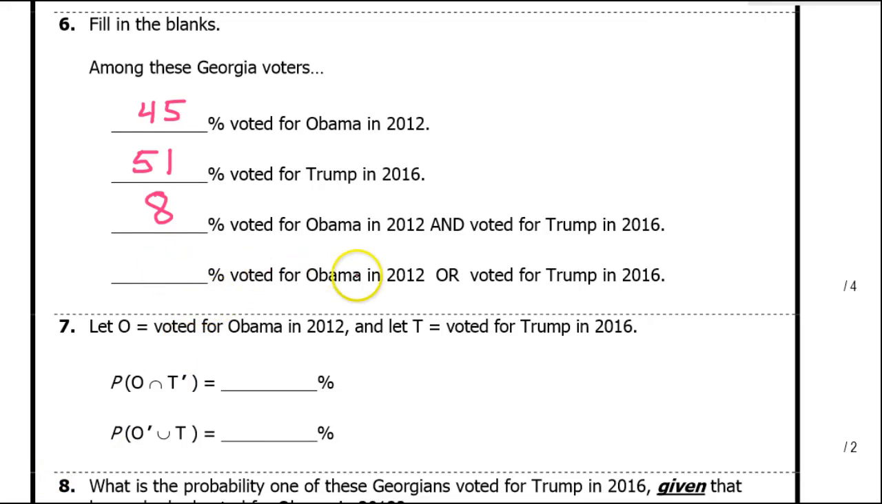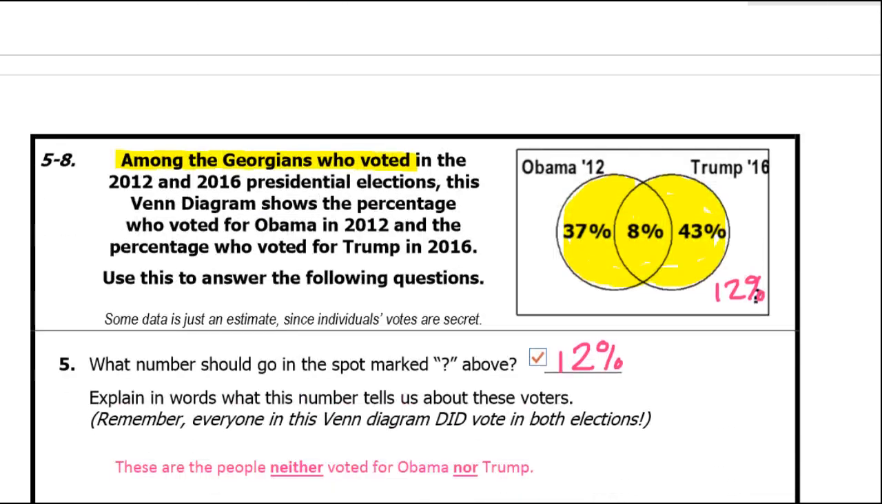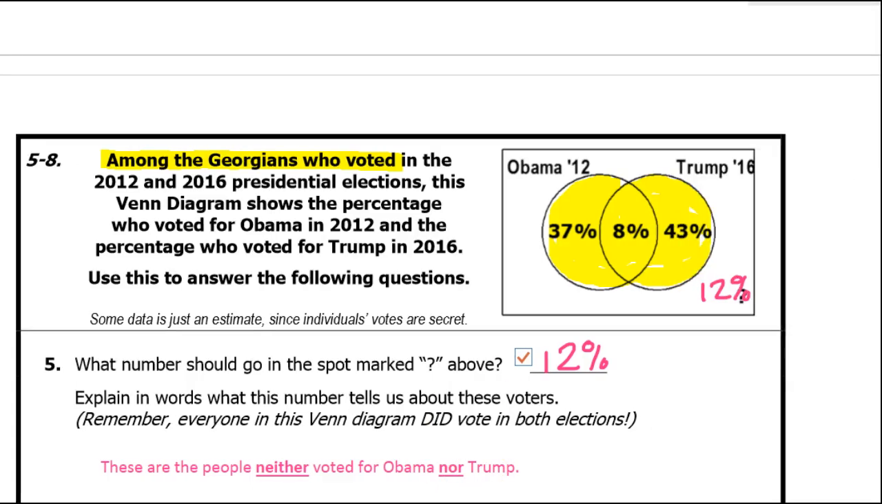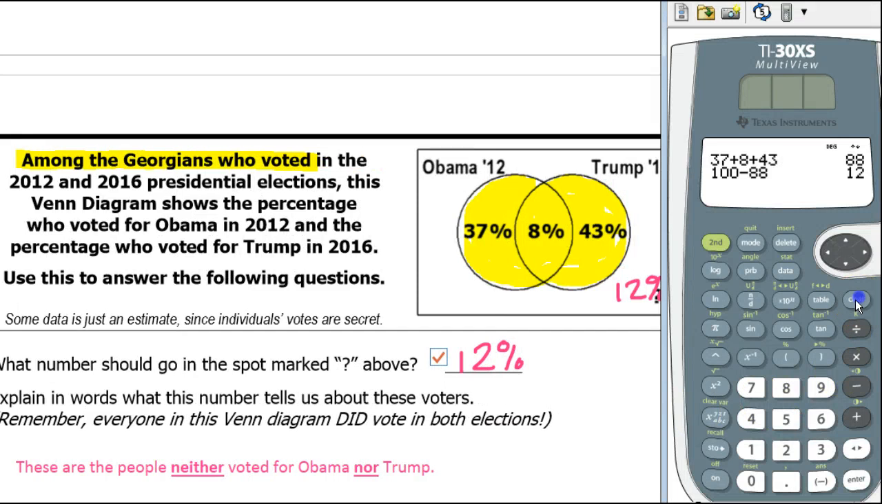And then what percentage voted for Obama in 2012 or Trump in 2016? Well, we know that or is more, and if you look at a Venn diagram and you wanted to shade it, or would be all of both. So, of course, that's going to be all three of these numbers right here. So all we have to do is add up those numbers. We did this before, and it turned out to be 88%. I'll just do it again real quick. We did 37 plus 8 plus 43, and that was 88%.